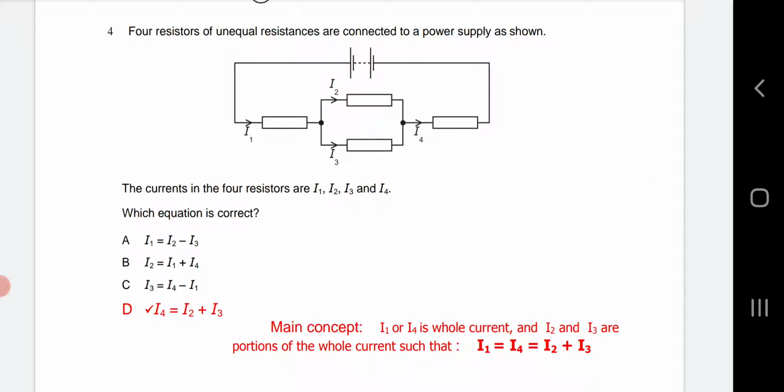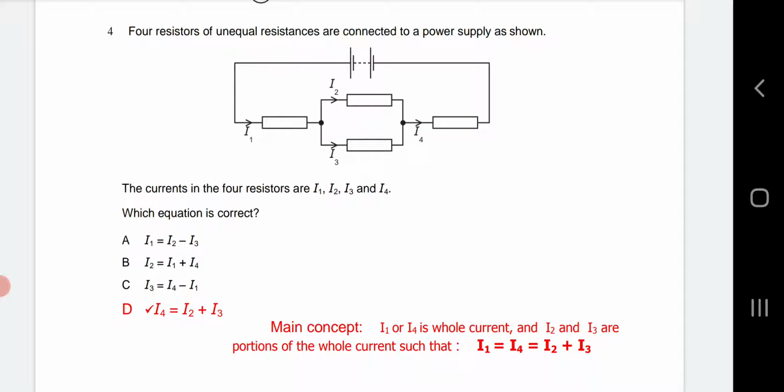Question number 4. Four resistors of unequal resistances are connected to a power supply as shown. The currents in the four resistors are I1, I2, I3 and I4. Which equation is correct? So I1 is equal to I4. Both are whole or full currents flowing through the circuit, whereas I2 and I3 are branch currents. And sum of the branch currents is equal to whole current or full current. So I1 is equal to I4 and both are equal to I2 plus I3.